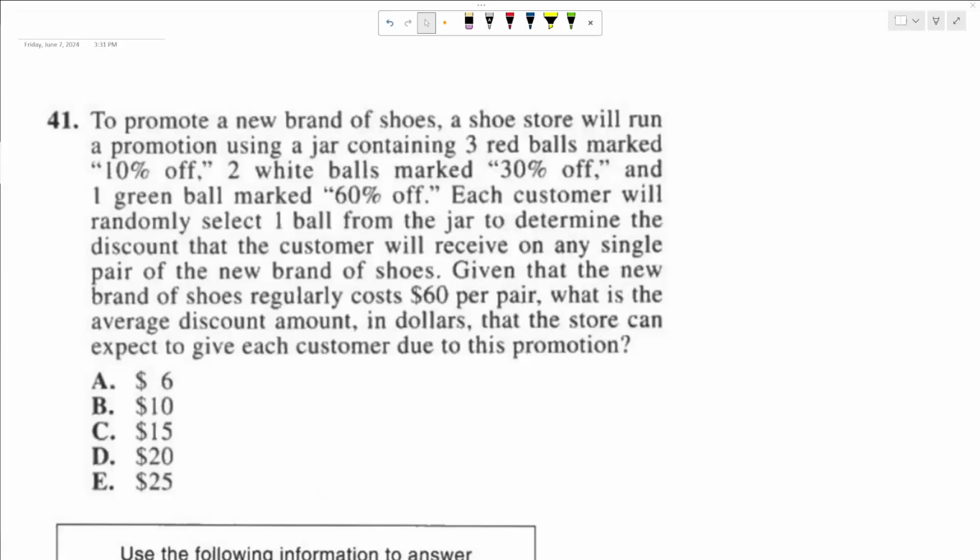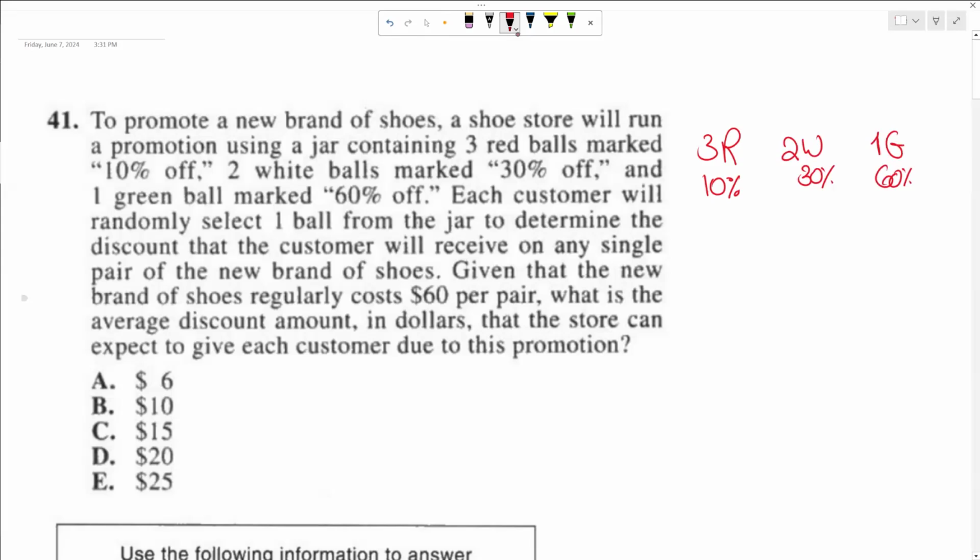To promote a new brand of shoes, a shoe store will run a promotion using a jar containing 3 red balls marked 10% off. Each one of them is 10% off. And then 2 white marked 30% off. And 1 green marked 60% off.